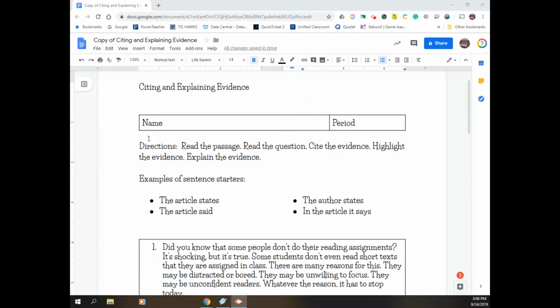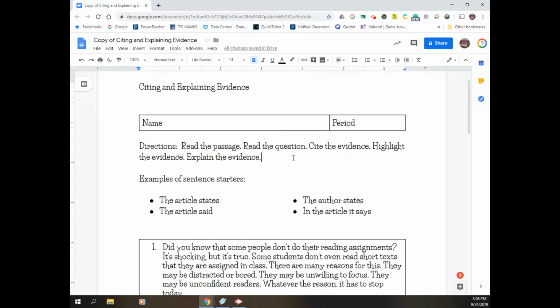Today's lesson is focusing on citing and explaining evidence. As we go through this assignment, let's refer to the directions. First, you need to read the passage. Then you need to read the question. Then you need to cite the evidence. And then highlight the evidence. And then finally explain the evidence.